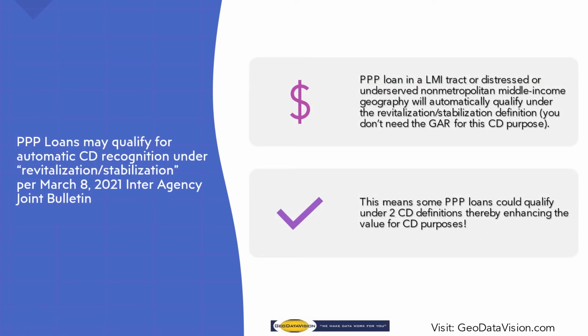Now, PPP loans also may qualify for automatic community development recognition under the revitalization stabilization definition per the March 8th, 2021 Interagency Joint Bulletin. PPP loans in an LMI tract or a distressed or underserved non-metropolitan middle-income geography will automatically qualify under the revitalization stabilization definition. And for this definition, you don't need the GAR, the gross annual revenue, to fulfill the community development purpose. This also means that some PPP loans could qualify under two CD definitions, thereby enhancing the value for community development purposes and credit under the regulation.